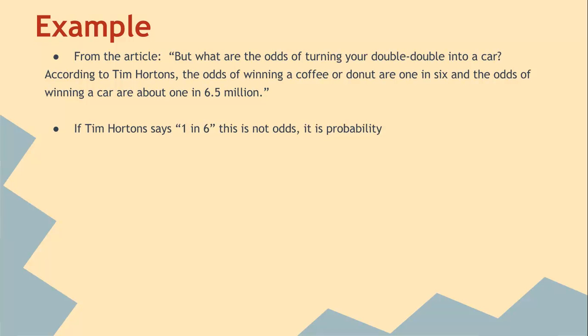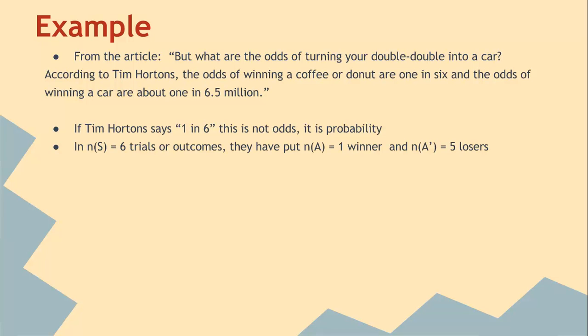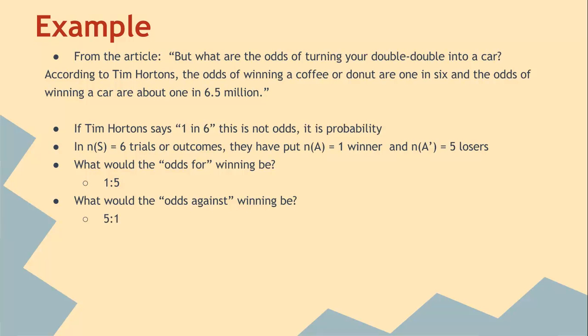It's important that you understand the difference, because odds are used, but this is not odds in this case. N of S is the 6 trials, n of A is the 1 winner, and n of A prime is the 5 losers. The odds for winning would be 1 to 5. For every 1 win, you'd have 5 losses, and in total there'd be 6 trials. Odds against would be 5 to 1. So you have 5 to 1 odds against winning a coffee or donut. It means you're going to lose 5 times and win once.